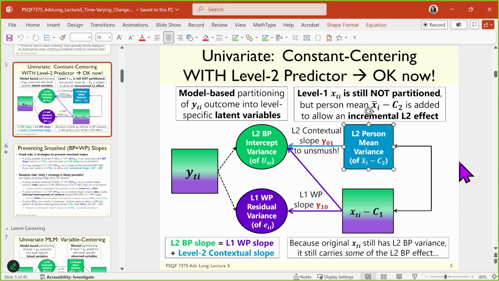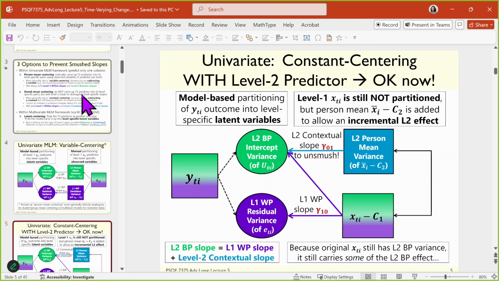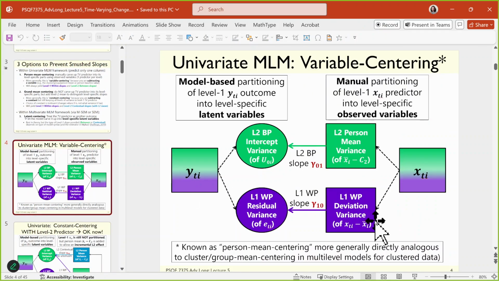But then, as I think you had said at the end of that, Taylor, what about the random side? Right? We have a level 1 random slope. If it is the person mean centered version, then that's all fine because we've isolated theoretically the within person information in that level 1 predictor. We give it a random slope. There's no possible other interpretation than that random slope is between person differences in the within person effect.